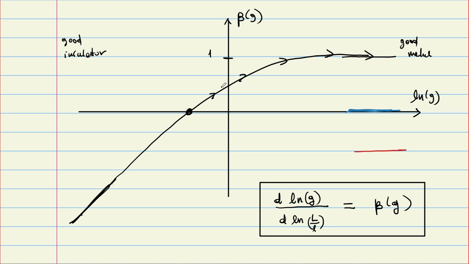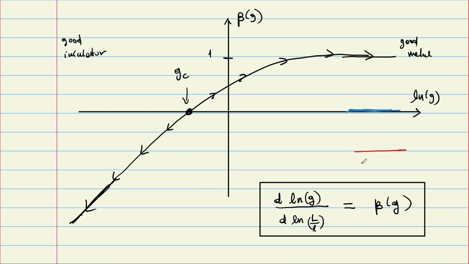If you are above g critical, so this is g critical, you are just going to flow to the good metal side. And if you are below g critical, the beta function is negative, and you are going to flow towards the good insulating side. And this is the Anderson transition point coming from the scaling hypothesis.